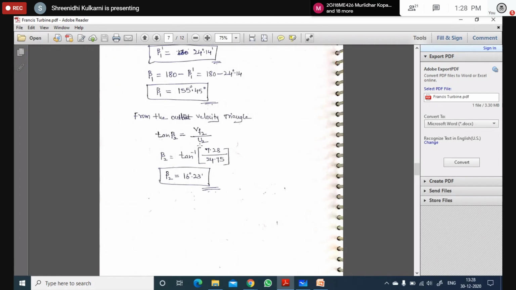So we'll know the rotor blade angle. The rotor blade angle is 16.23.